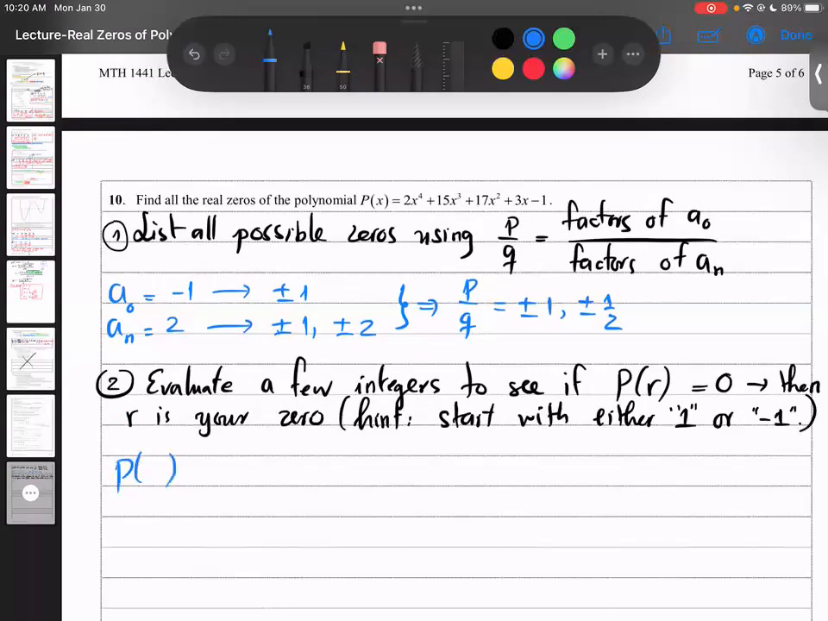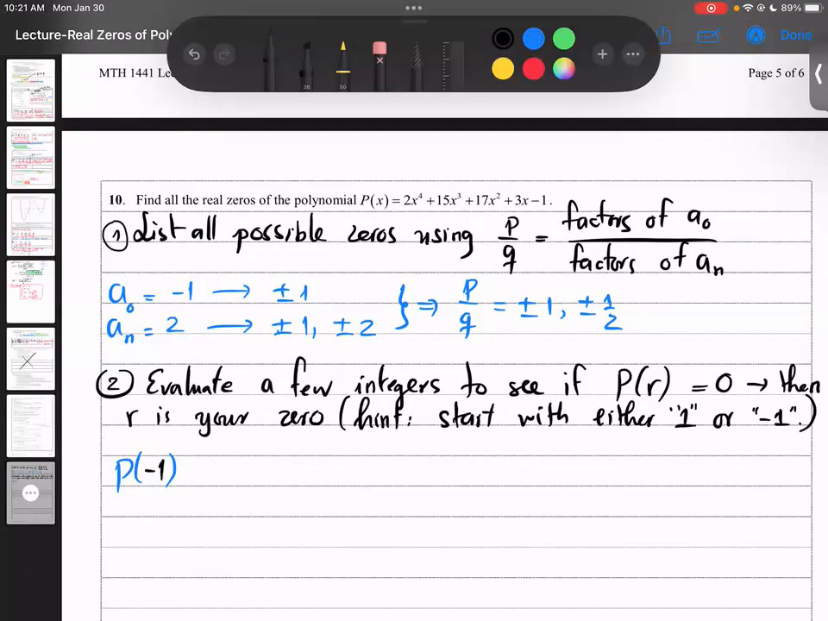Now, let's start with 1. Don't write it down. I want P to turn out to be 0. If you look at the function, if you plug in 1 there, is there any way you're going to end up with 0? No, right? It's too big. So I'm going to start with -1, just by common sense. So the 1 looks like it doesn't work. So -1.